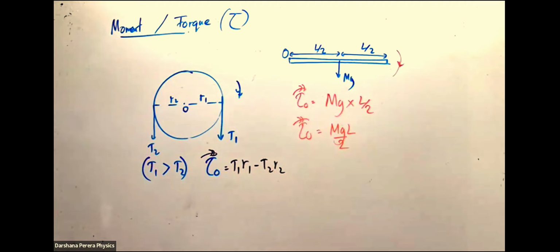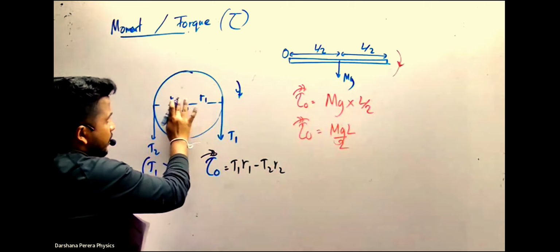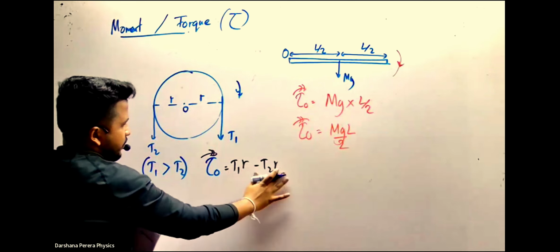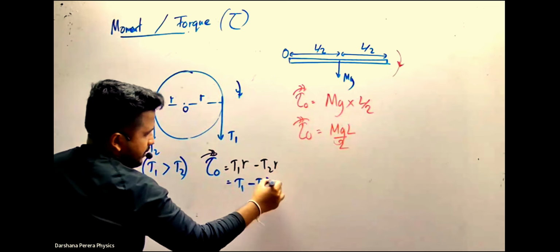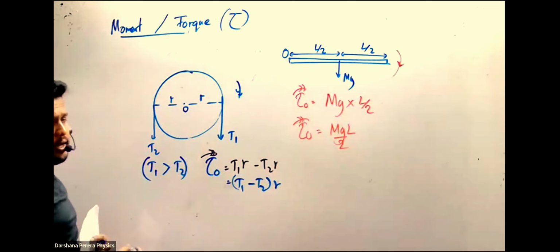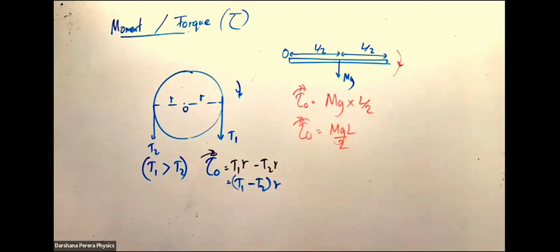It's very easy, but you should clearly understand the concepts. Not R1, R2, just R. Same value, R. Therefore, (T1 minus T2) into R, sorry, I. Then on the same pulley, there is no change in the radius.